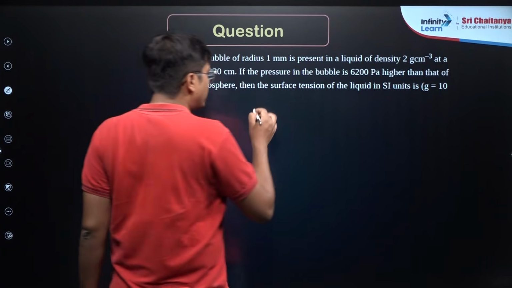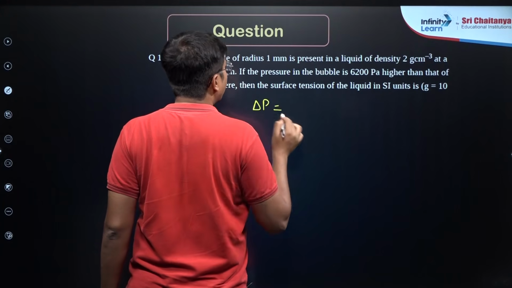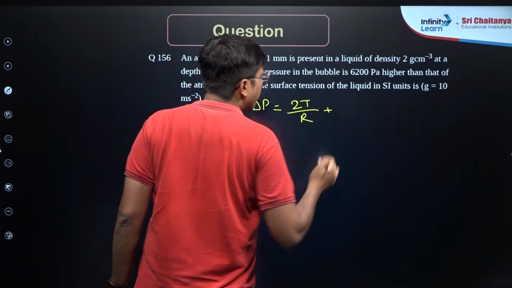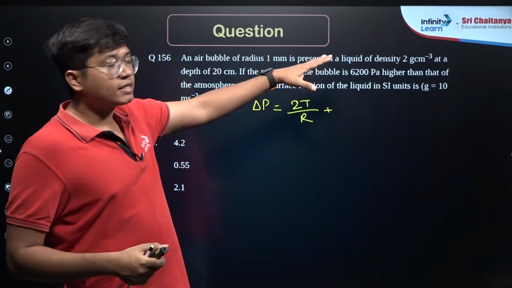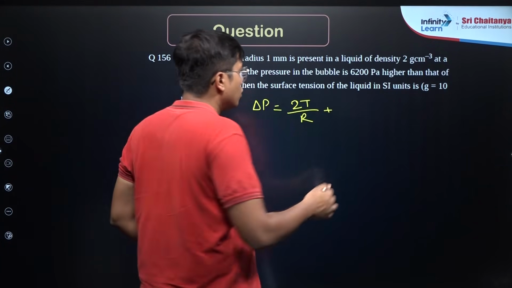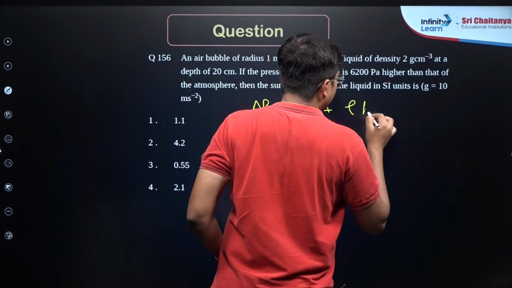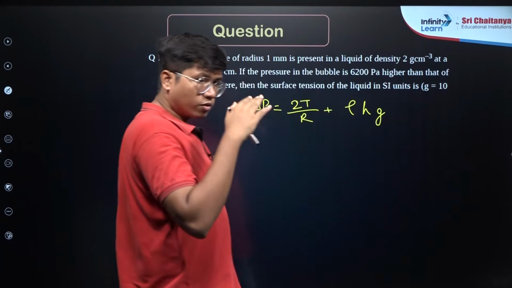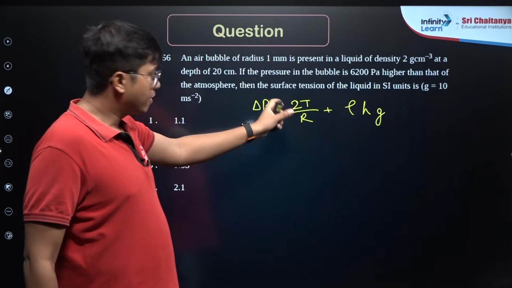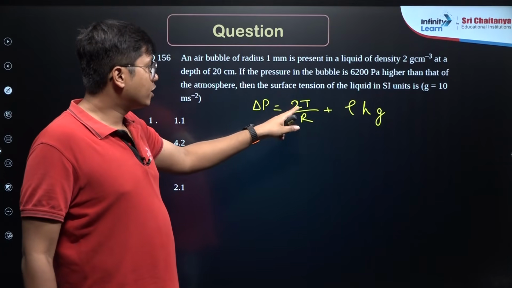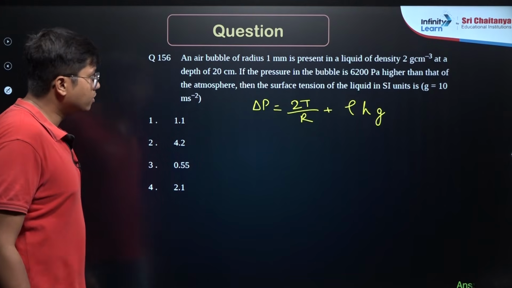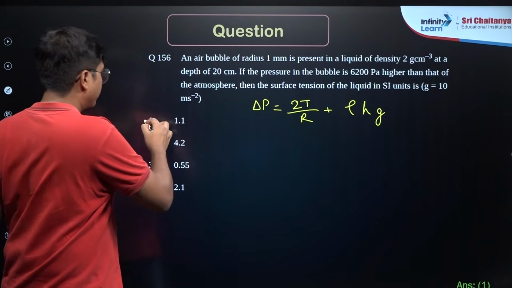So this excess pressure is coming from two places. It is coming obviously from the air bubble, which is 2T by R. And it is also coming because it is 6200 pascals higher than the atmosphere. So from the atmosphere, we are already at a depth below. That will contribute an extra pressure, rho H into G, because of the depth below the fluid. And then compared to that, again more by 2T by R. Plug everything in as given: 6200 = 2T/R + rho H G. You can solve for the surface tension. Answer would be 1.